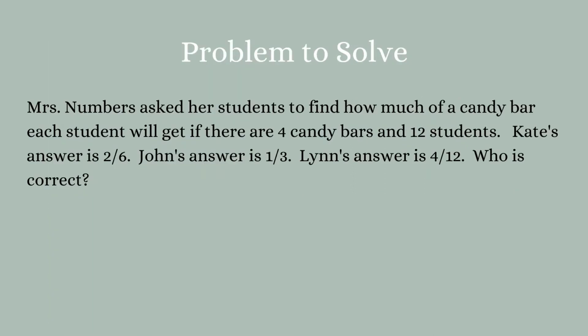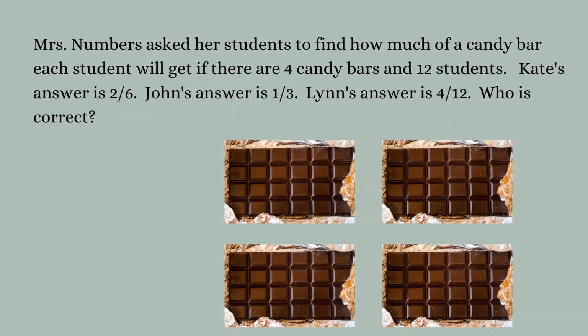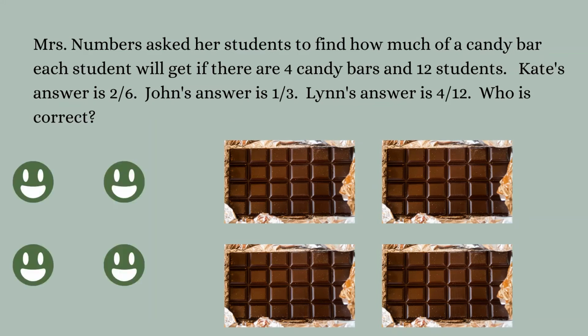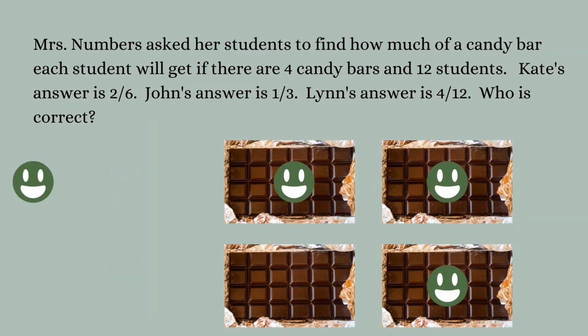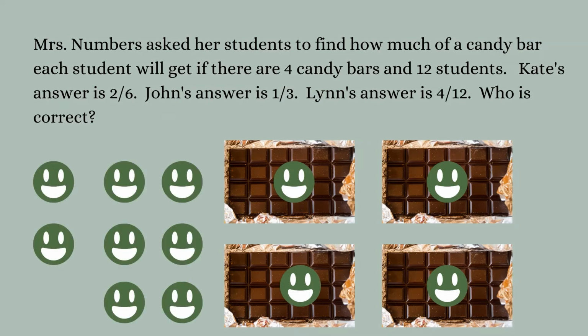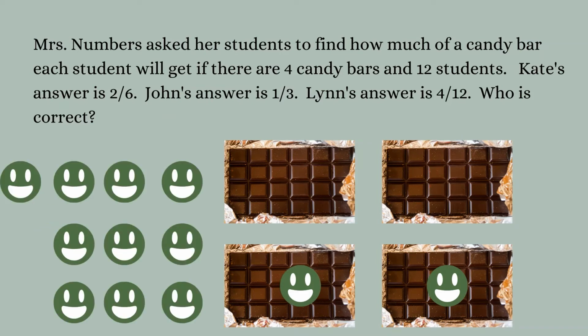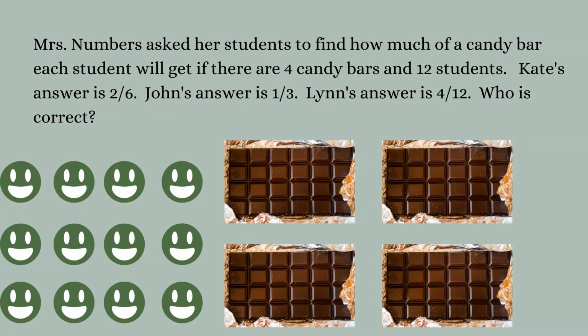Today, our problem is a situation where a teacher wants the students to solve how much chocolate each person gets when 12 people share 4 candy bars. There are already answers given by students, so we just need to check the answers and see who is correct. Since we have 4 candy bars in the problem, let's represent them with our 4 candy bar pictures. If there were 4 people sharing these 4 candy bars, each person would get one whole candy bar. But there are 12 people sharing. So we know we'll have to break apart these candy bars into smaller pieces to make sure everyone gets an equal share. Here are the 12 people and of course the 4 candy bars.